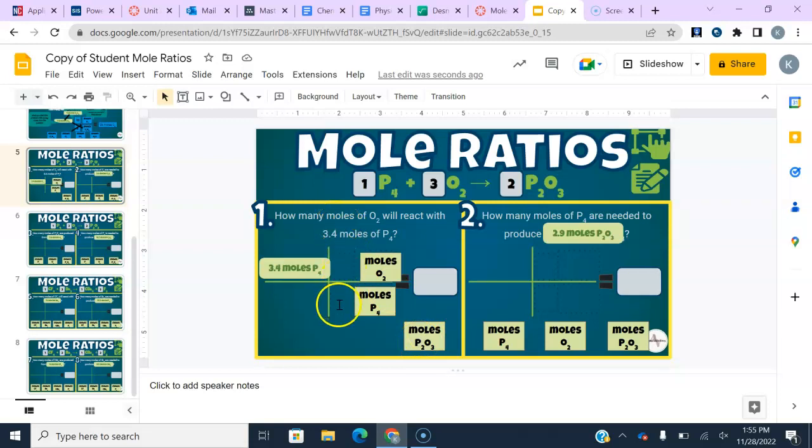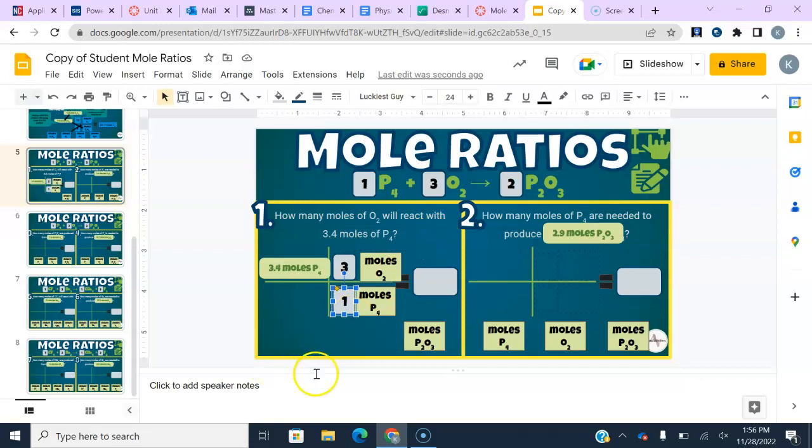So now let's do our ratio. We have to go to our finished, our balanced equation to help us find our ratio. So I'm going to grab the coefficient from our O2, which is 3. I'm going to grab him, put him right there. And then P4 is 1, so I'm going to take the 1. What this means is that in this particular reaction, for every 1 mole of P4, there will be 3 moles of O2. That's what that means.